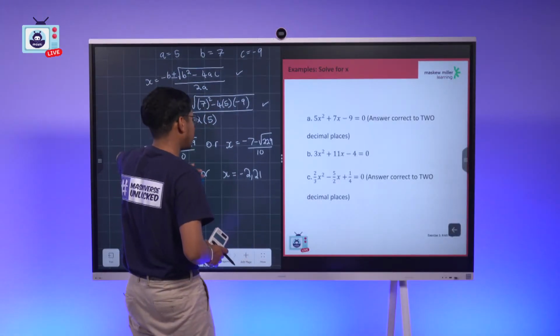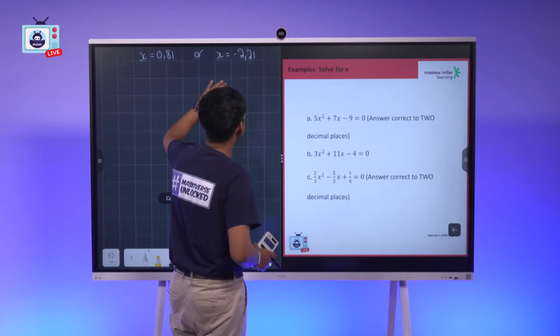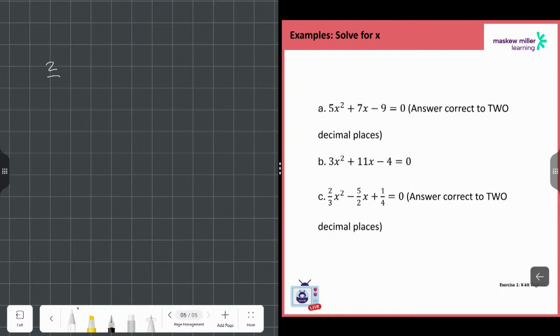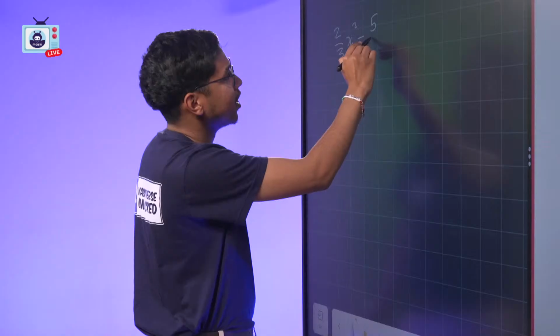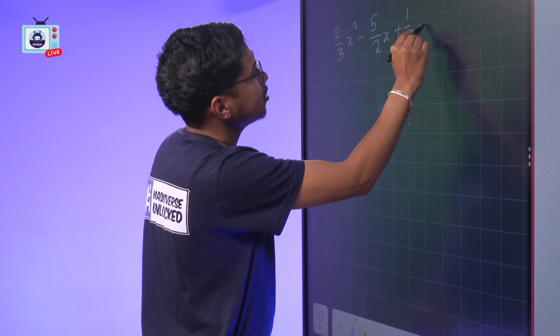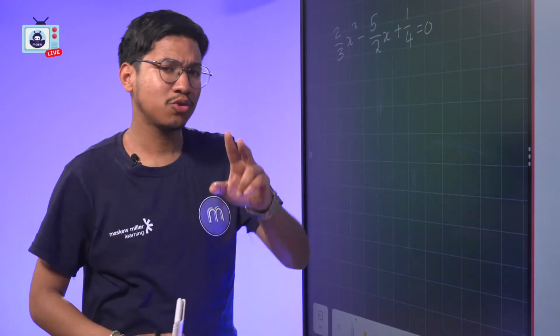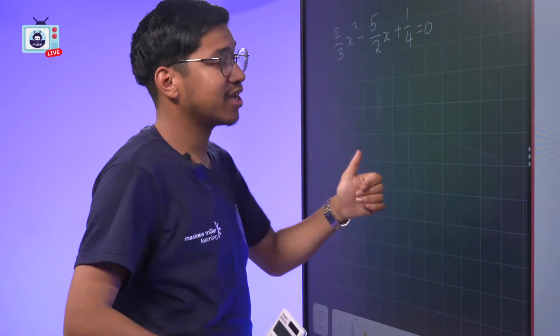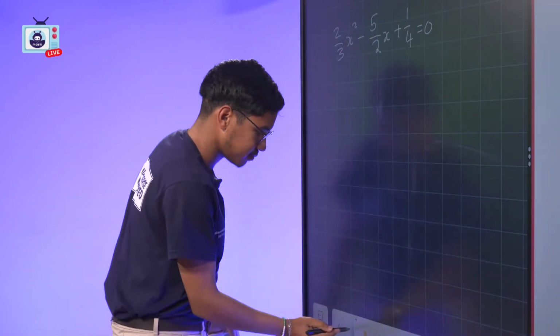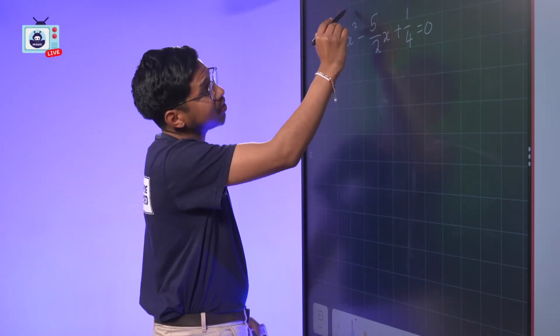And then I want to show you what happens if I am faced with a fraction. So what if I'm given this over here: 2 over 3 x squared minus 5 over 2 x plus a quarter is equal to 0? There are two things you can do here. First thing I need to check: is it in the form ax squared plus bx plus c equals 0? Yes, it is. Here's my a, there's my x squared.